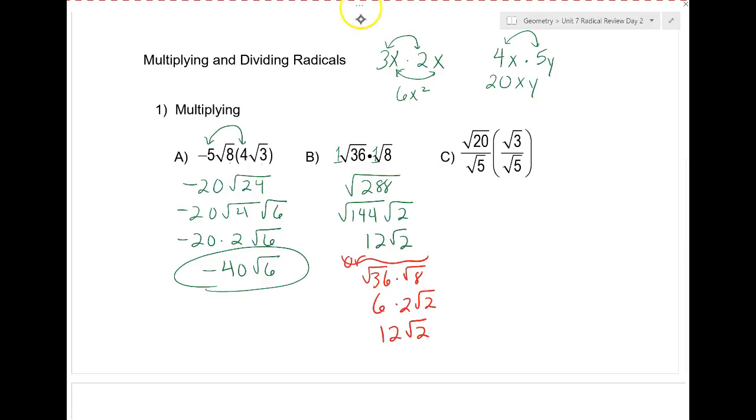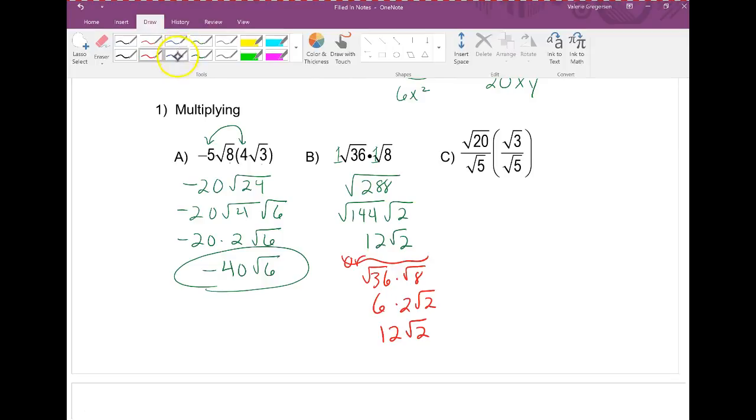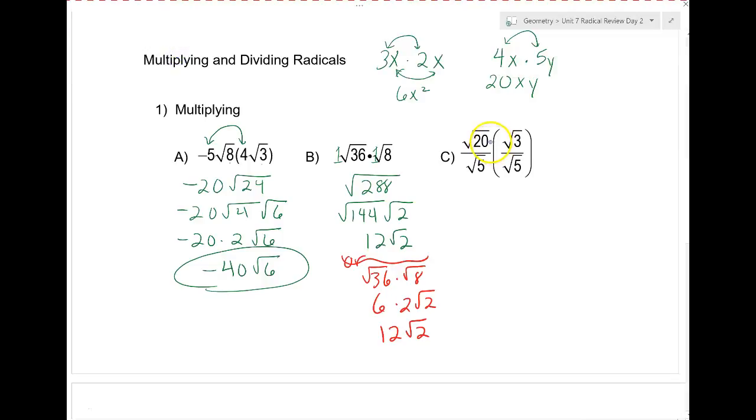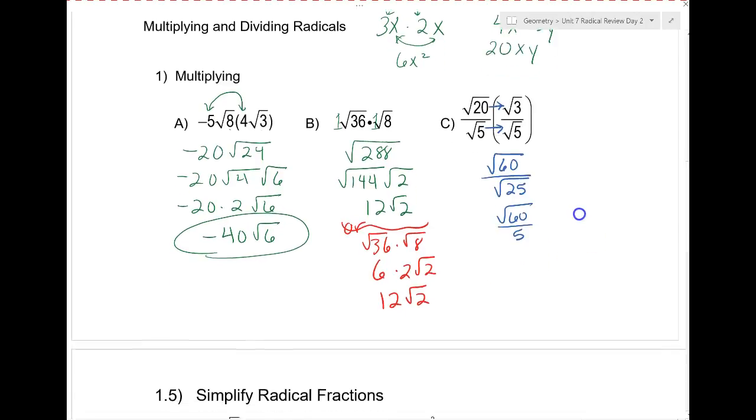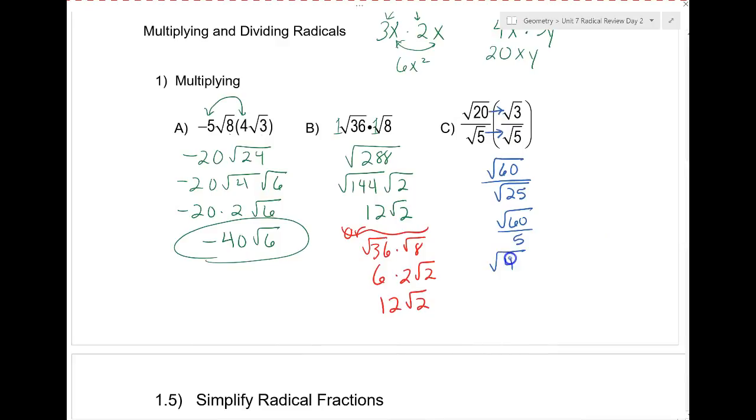All right, now let's go ahead. I'm multiplying fractions together now. Just remember, when you're multiplying fractions together, it's numerators together, denominators together, okay? So looking at this, you can multiply the numerators together. You get the square root of 60 over the square root of 5 times 5, which is 25. I have the square root of 60 over 5, but I still have to simplify the square root of 60.